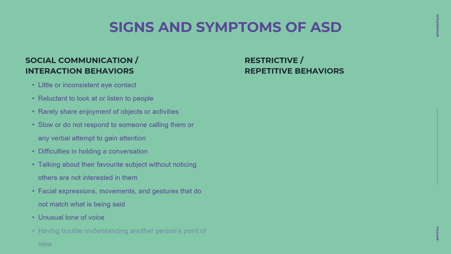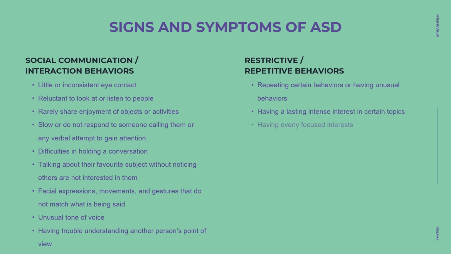On the other hand, restrictive or repetitive behaviors include repeating certain behaviors or having unusual behaviors, having a lasting, intense interest in certain topics, having overly focused interests, getting upset by sharp changes in a routine, and being more or less sensitive to sensory input.